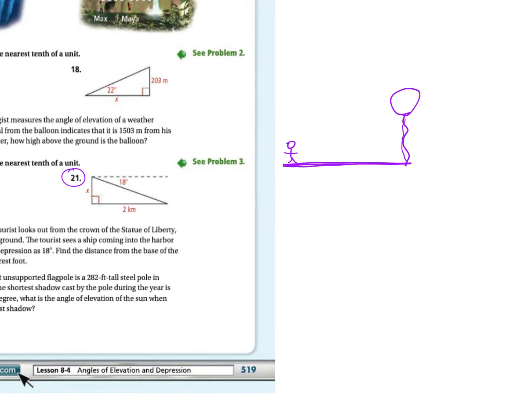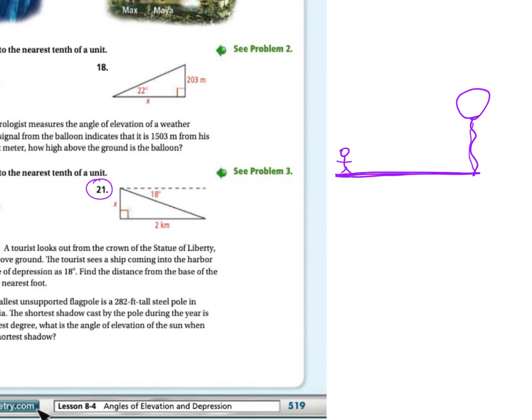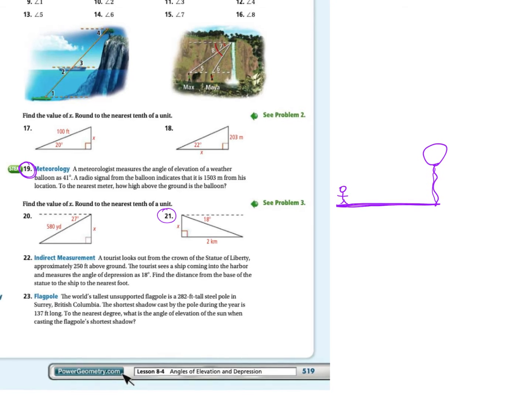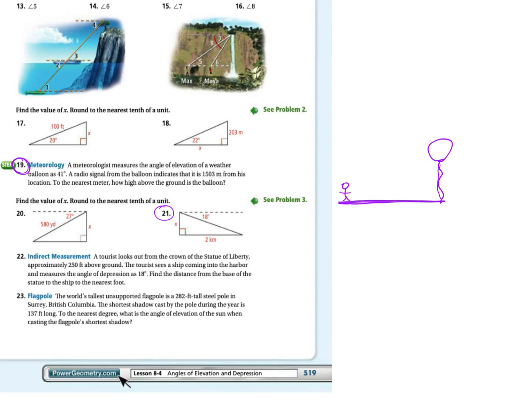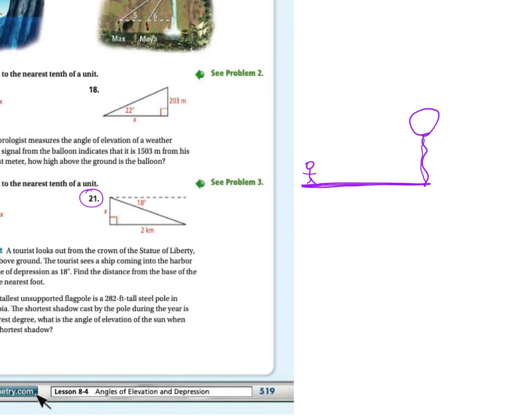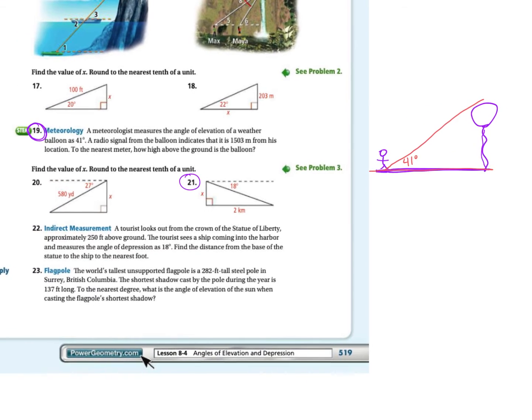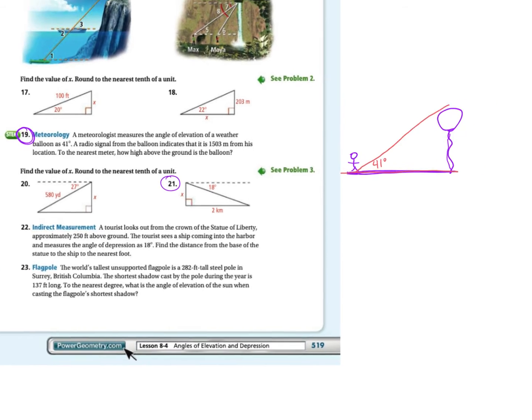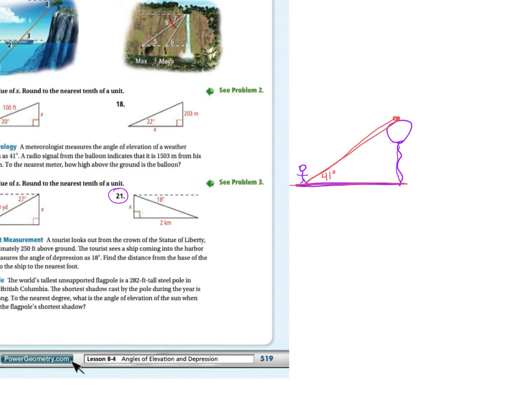Okay. So we're going to say it looks something like this. It says the angle of elevation of a weather balloon. Because it doesn't say anything about his eye level and how high that is, that just means he did it from the ground. So the angle of elevation, here's your horizontal line. The angle of elevation is going to be this one. And it says it indicated it is 1,503 meters from his location. So the balloon to his location is 1,503 meters.